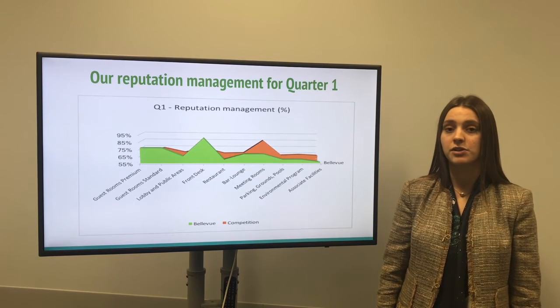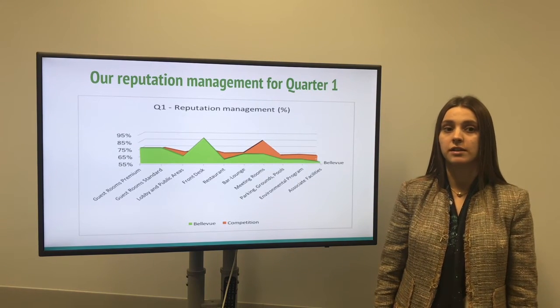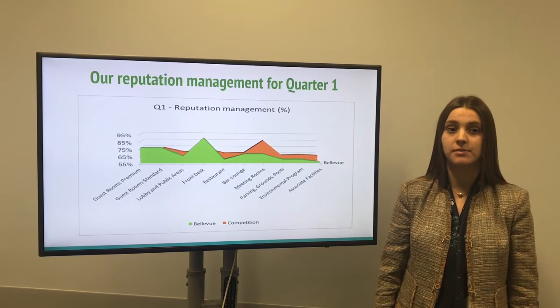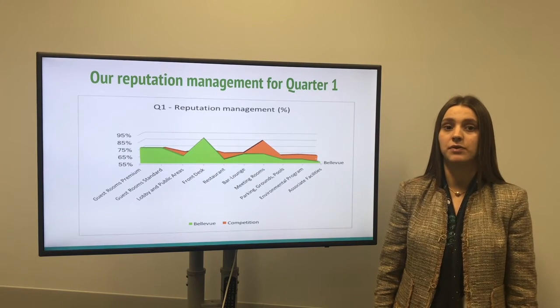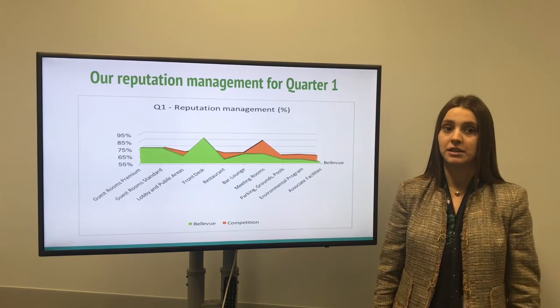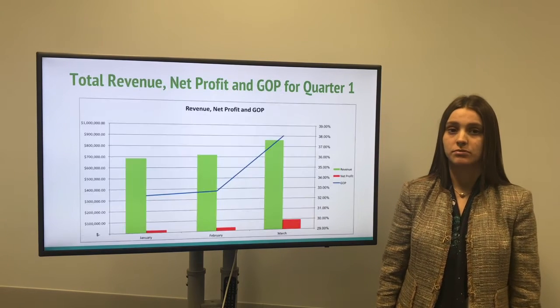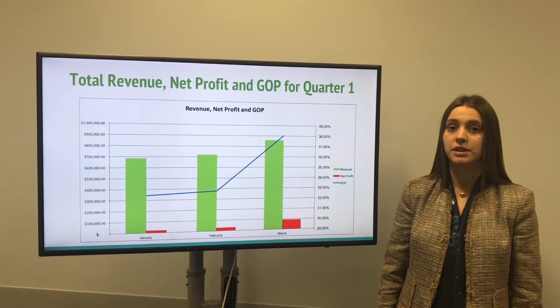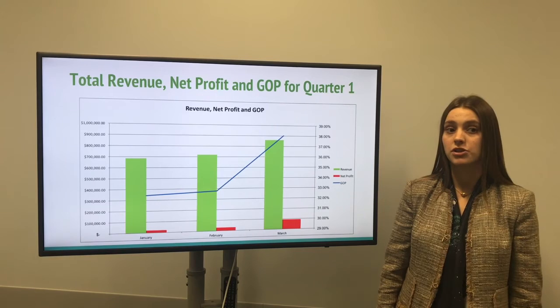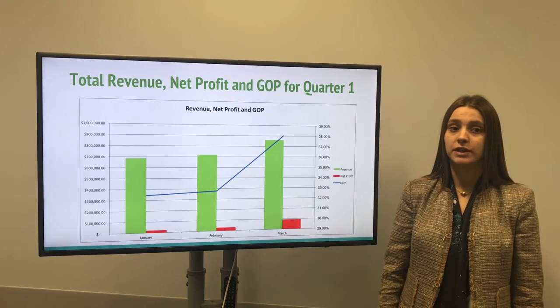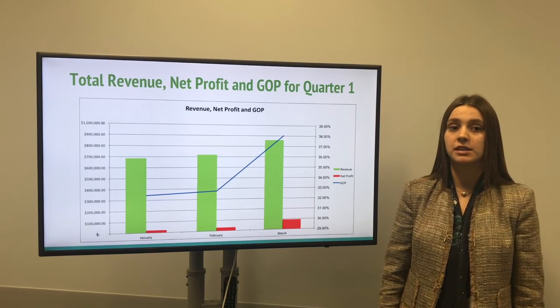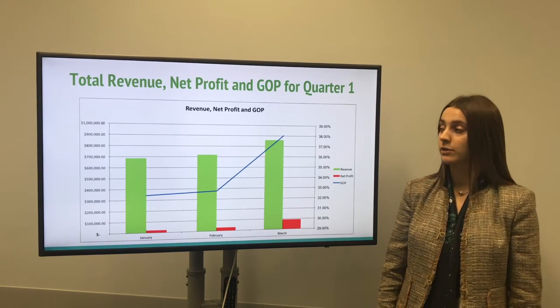We did this by focusing on the first areas seen in the hotel, such as the front desk and public areas. We can see the competition focused on meeting rooms. However, we invested massively in the business center as we felt it was necessary in this quarter to invest in the meeting rooms. All the three indicators increased through the first quarter, with a much larger increase seen between February and March. Our revenue, net profit and GOP were constantly increasing through quarter one due to the following facts.